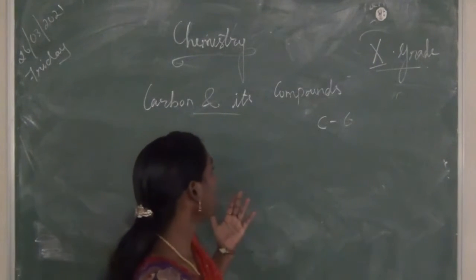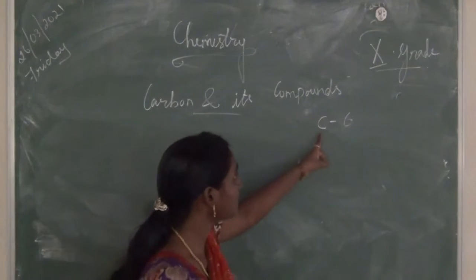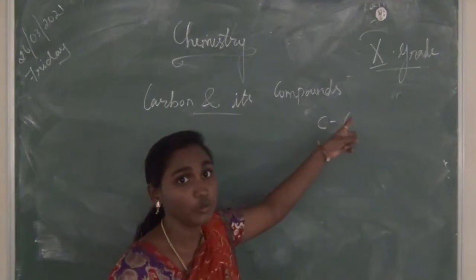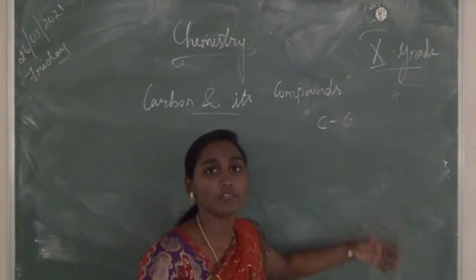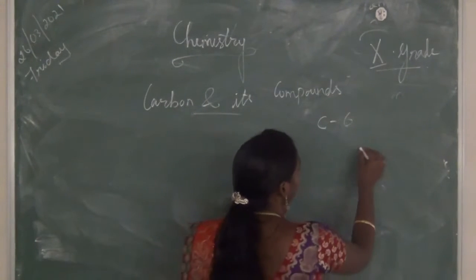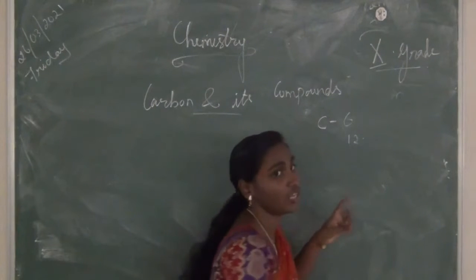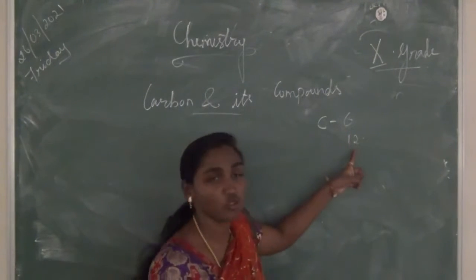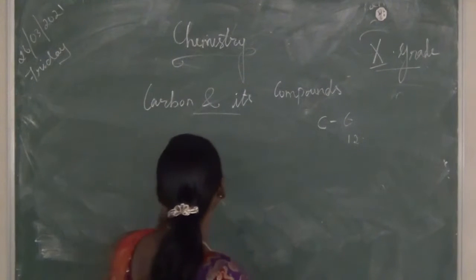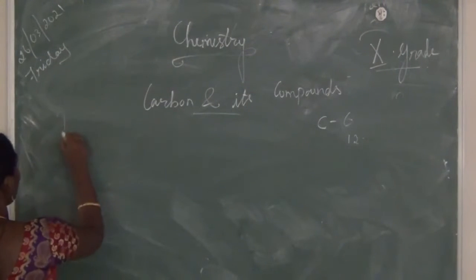Okay, so here the carbon symbol is C and the atomic number for carbon is 6. Do you know the mass number for carbon? The mass number for carbon is 12. 6 is the atomic number and 12 is the mass number. Okay, so here we are going to study IUPAC nomenclature.